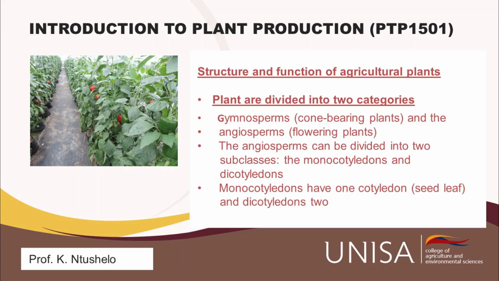Okay, structure and function of agricultural plants. Plants are divided into two categories: gymnosperms, which are cone-bearing plants, and angiosperms, which are flowering plants. The angiosperms can be divided into monocots and dicots. Monocots have one cotyledon, that is one embryonic sheath, and dicotyledons have two embryonic sheaths.